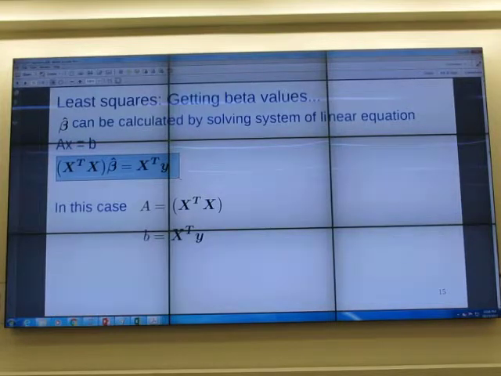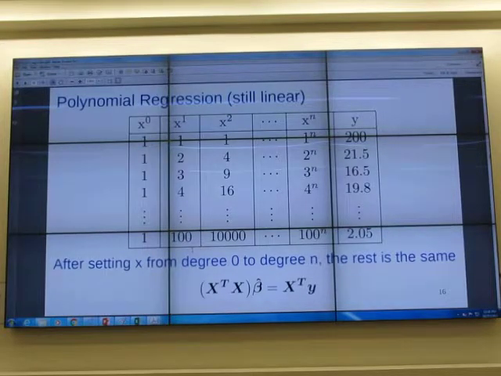So X transpose X is dependent on how many number of data points you have, right? You always have n column, but as many row as number of data points you have. So that's when you have that. That's how you calculate J. So in this case, X is ATA, B is XTY, X transpose Y. All right.